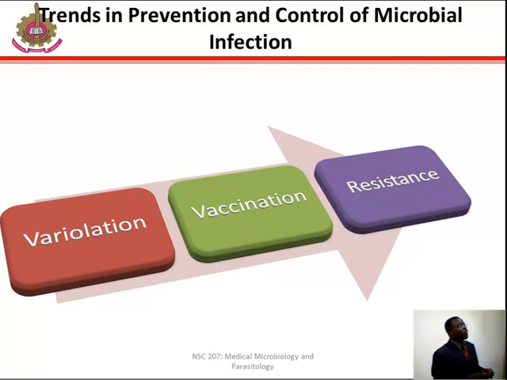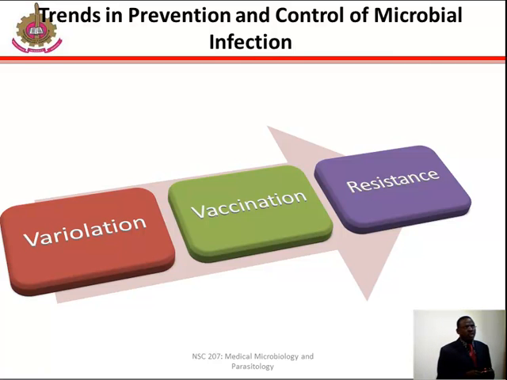Also, the trend we have in prevention and control of microbial infection started from variolation, a technique by which a thread was passed into the skin of a man infected with smallpox. This thread is then passed on to a man that is not infected, and that man developed smallpox, after which the man developed a kind of resistance to smallpox. That was the beginning of vaccination in microbiology.